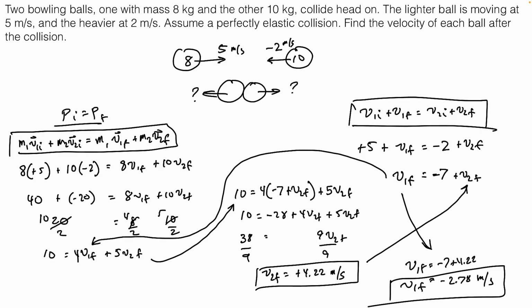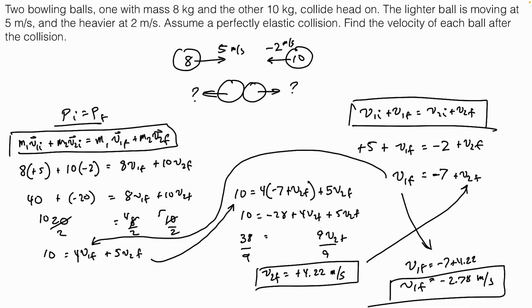So for any elastic collision problem, even if an object isn't moving initially, what are you going to put in? 0. If they tell you that something stops after the collision, what are you going to put in for its final velocity? 0. And then for anything else, just be sure to mind your directions.